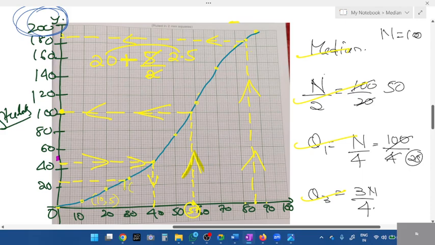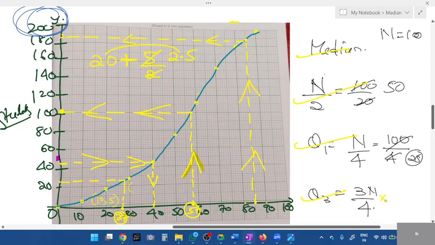Wherever it's touching, just bring it down. What's the answer? Where is my graph touching? Lines touching, students. After 20, around 6 or 7 lines, right? So the answer is 27. It is not 25, it is 27.